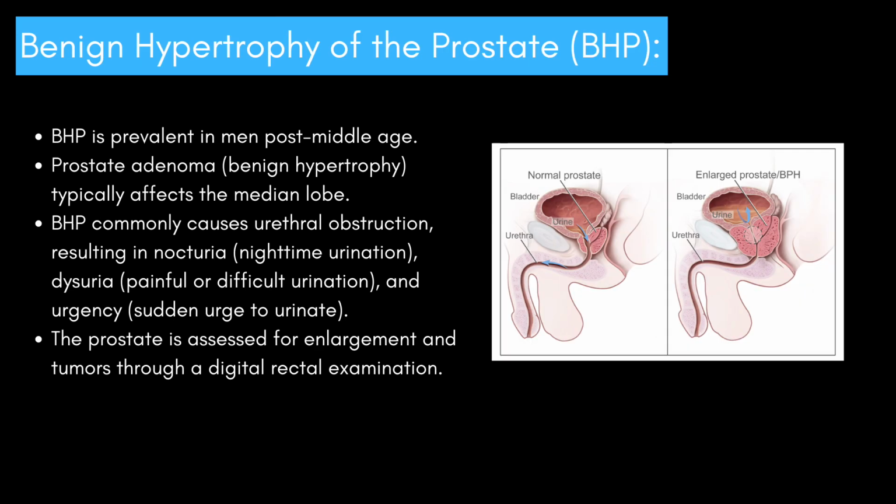Let's next take a look at benign hypertrophy of the prostate, BHP. BHP is prevalent in men post-middle age. Prostate adenoma, also known as benign hypertrophy, typically affects the median lobe. BHP commonly causes urethral obstruction resulting in nocturia, nighttime urination, dysuria, painful or difficult urination, and urgency, sudden urge to urinate. The prostate is assessed for enlargement and tumors through a digital rectal examination.